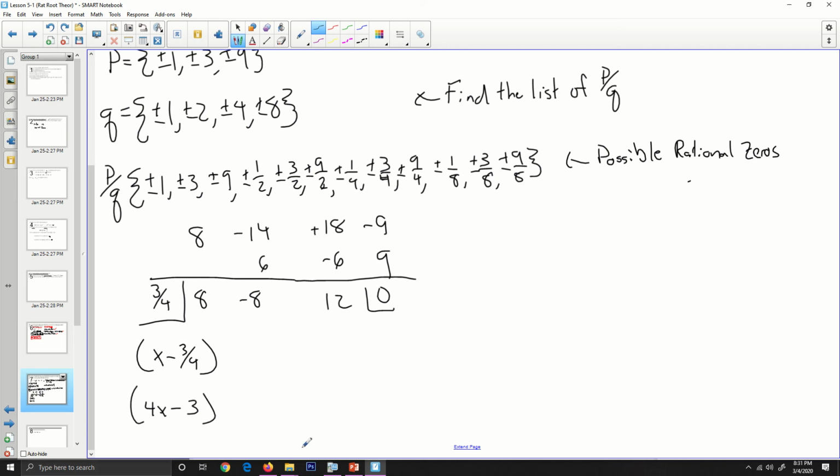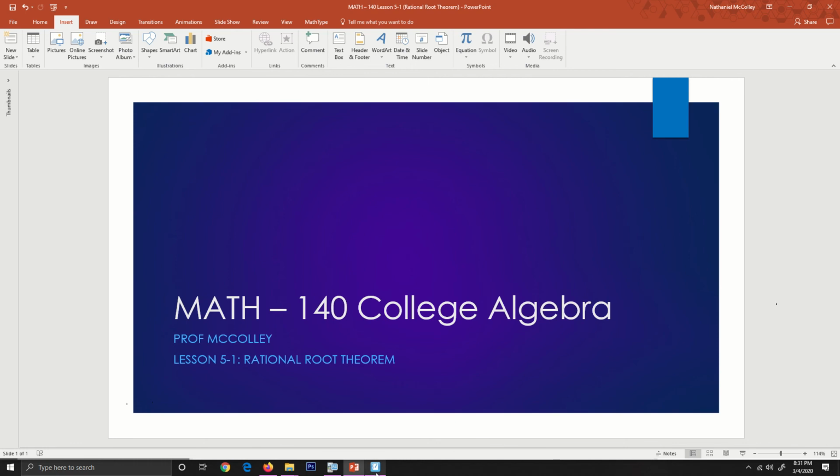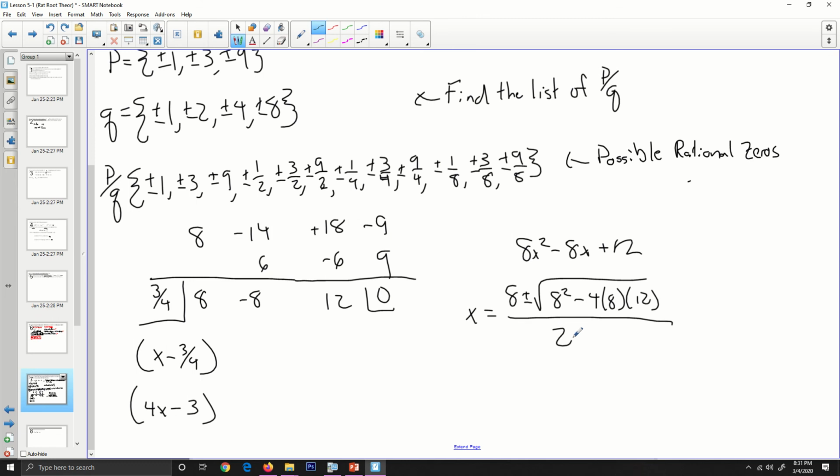All right, now clearly, it looks to me like there's only one real zero. If there's only one real zero, then the other two have to be complex imaginary values. So what I'm going to do is I'm going to take this remainder here, this quotient, this 8x squared minus 8x plus 12, and I'm going to put it into the quadratic formula. And so that's going to be x equals 8 plus or minus the square root of negative 8 squared, but I'll make it positive, minus 4 times 8 times 12 all over 2 times 8.